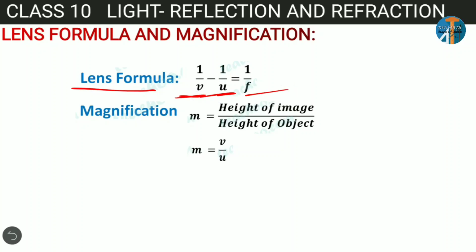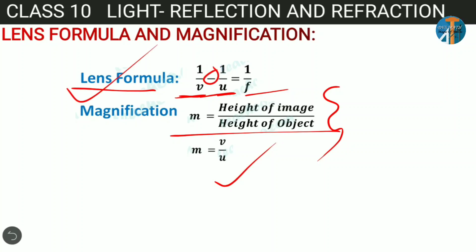Okay, magnification, we have two types. One is we can consider in terms of height, another one we can consider in terms of the distances. So here the formula is 1 by v minus 1 by u is equal to 1 by f. So if it is minus, it is lens. If it is plus, it is mirror.